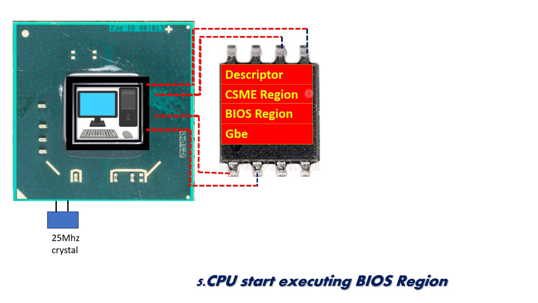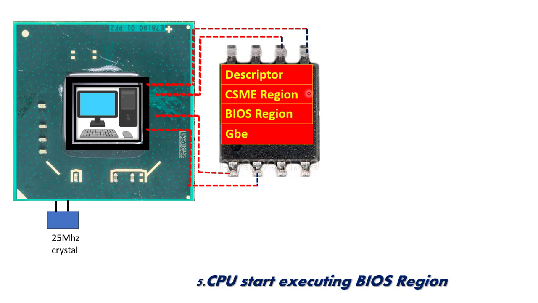The BIOS region is where the BIOS does all the POST, the power on self test, where it tests all the devices. It finds whether there are any errors. If there is any error, it declares that particular error, otherwise we proceed to the display. The next section is called the GBE. GBE stands for Gigabit Ethernet, that is the MAC ID of the laptop or the desktop.